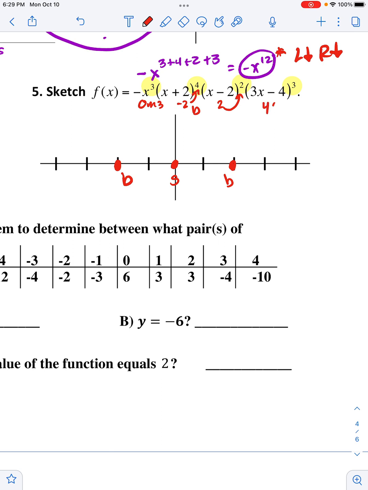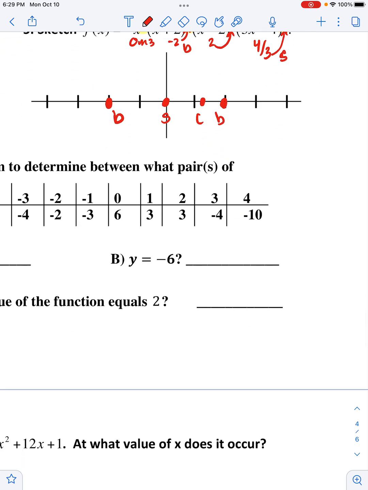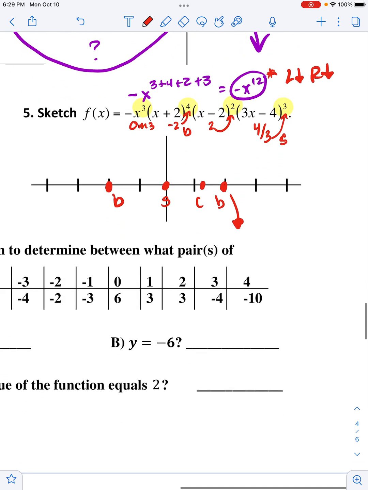This will generate a 0 at 4/3. It has odd multiplicity, so it will simply, well, technically it would snake across, but I'll just cut across. I don't really care. So 4/3 is like 1 1/3, so we'll go there. My right end has to go down, so from the rightmost 0, I'm going to head downward. Then my left end is supposed to also go down. Okay, so there you go.